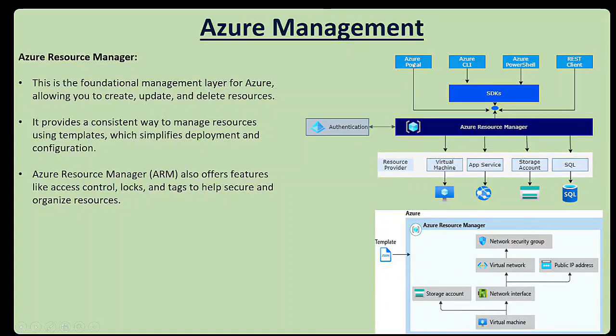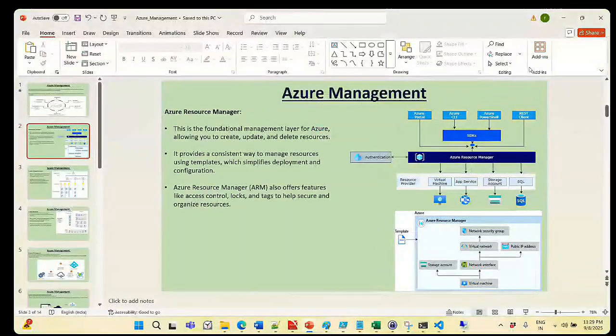Till now we have seen the Azure portal. From the Azure portal we are connecting to a resource group, but we can also use Azure CLI, Azure PowerShell, and REST clients, which are nothing but API clients. From these clients I can also connect to Azure management. Here, let me show you how I can connect.